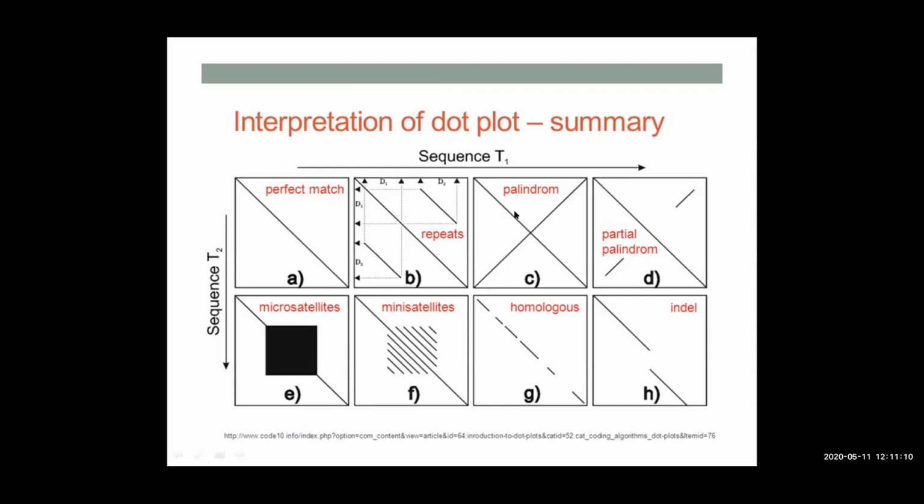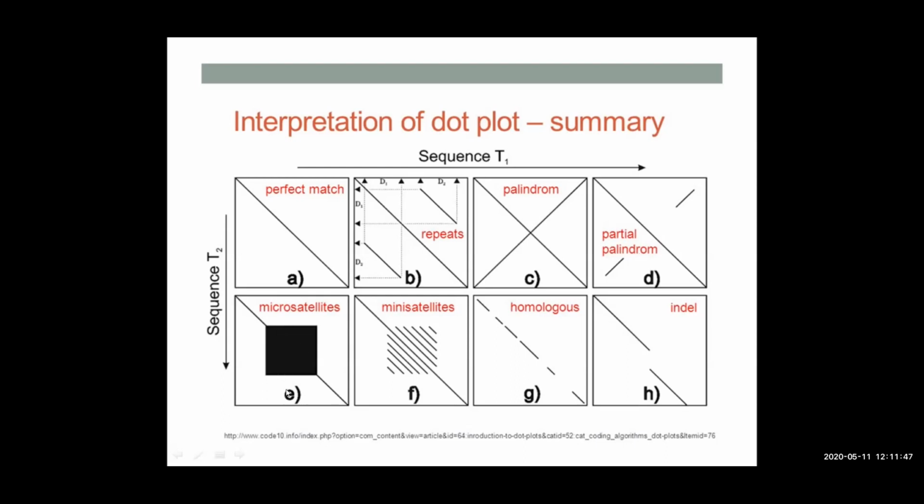Some of them may be palindromic sequences. Palindromes represent sequences which, when read from both sides, either 5' to 3' or 3' to 5', read the same, and that is called palindromic sequences. So that means one sequence is just the reverse of the other. If one sequence is the reverse complement of the other, then you will find this kind of diagram. So that will represent palindromic sequences. Then if there is a partial palindrome, some part of the sequence is palindromic, then you will get this kind of dot plot.